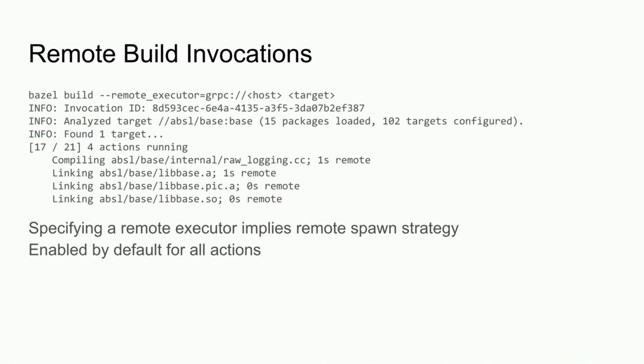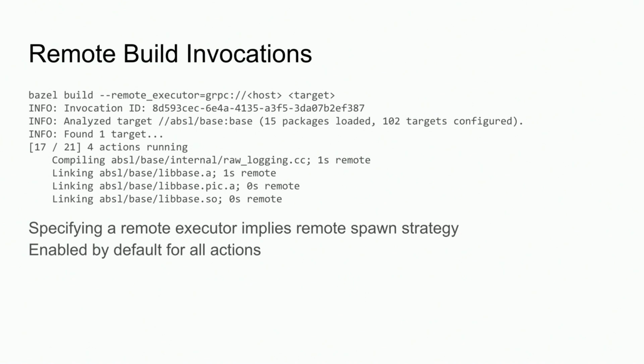So a remote build invocation very simply looks like a Bazel build, specifying a remote executor. Thank you, Bazel team, for not making me specify my 16 flags to do spawn strategies. And the spawn strategy of remote comes in by default. A spawn strategy means a way in which we're going to call exec, for all you Linux heads.